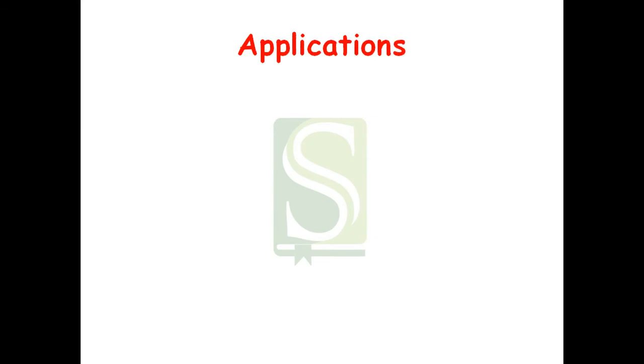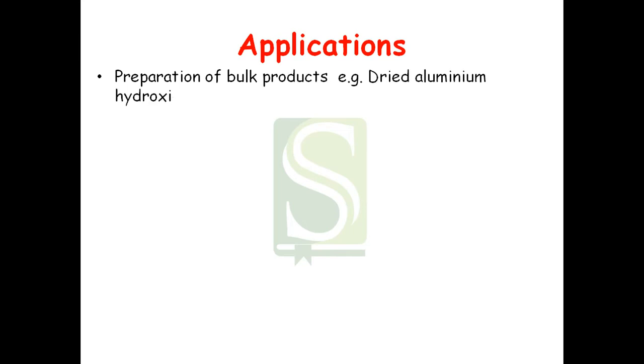Now let us see what are the applications of drying. The first application is preparation of bulk products or bulk drugs. In the preparation of bulk drugs, drying is carried out as the final stage of the whole processing. The bulk drugs which are produced by drying are dried aluminum hydroxide, spray dried lactose, and powder extracts. So we can say the drying step is essential after certain operations such as crystallization and filtration.